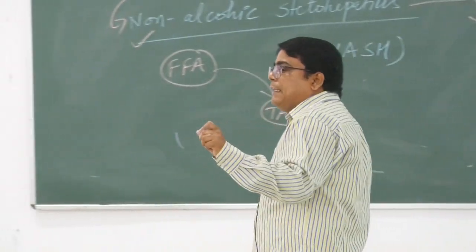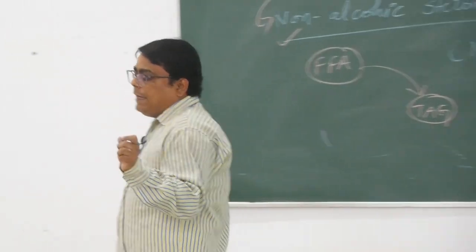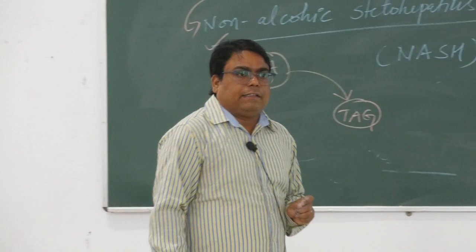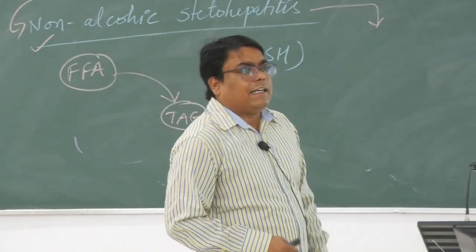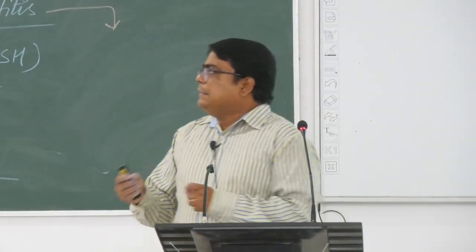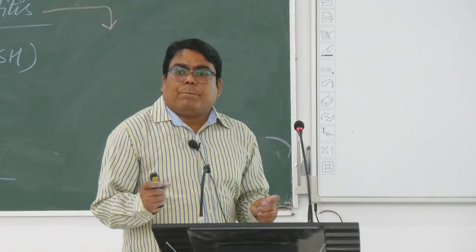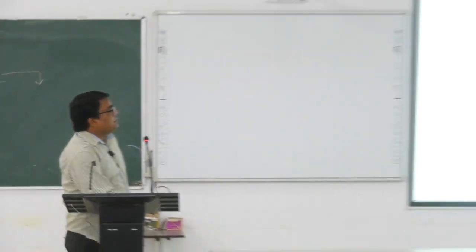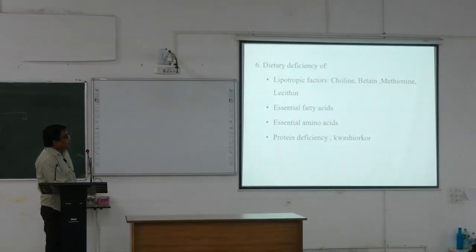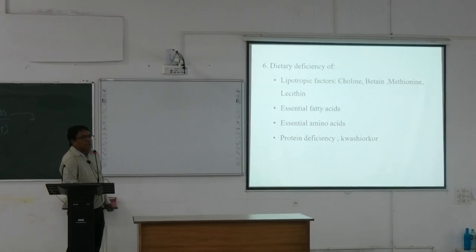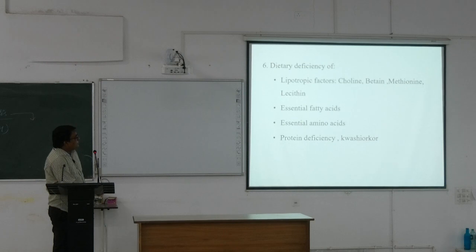They can prevent the liver from becoming fatty. It is known as lipotropic factor. This question is generally asked in your viva: what is a lipotropic factor? You will tell that this is a certain component which can defend the liver from becoming fatty. Some essential fatty acids, essential amino acids, and in the case of protein deficiency and kwashiorkor.